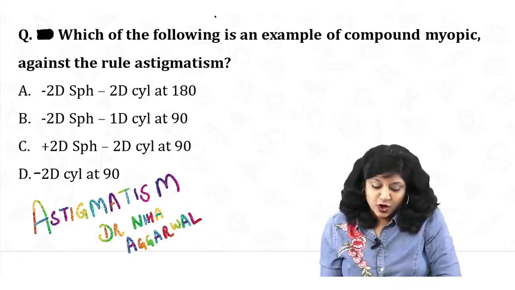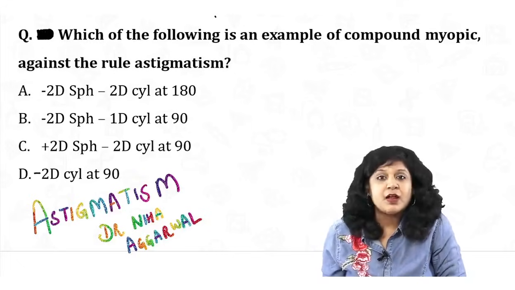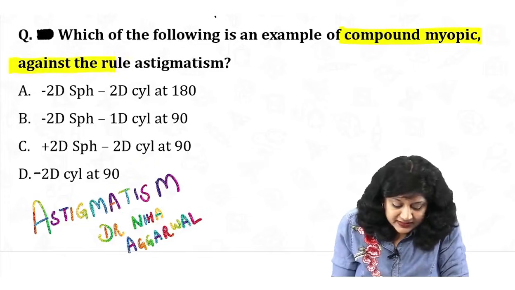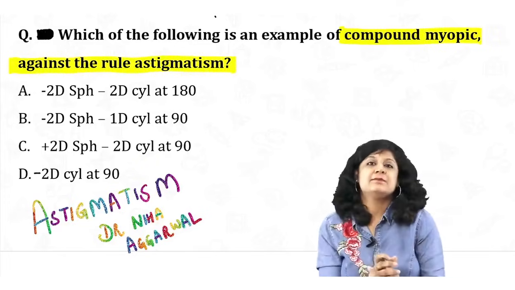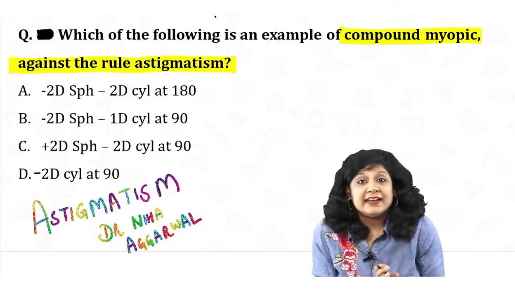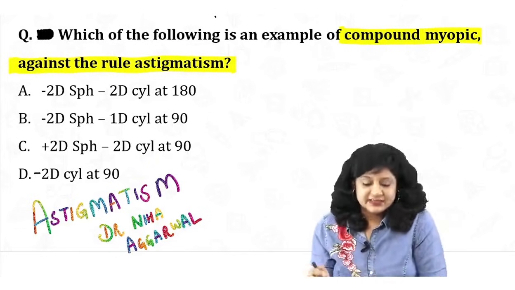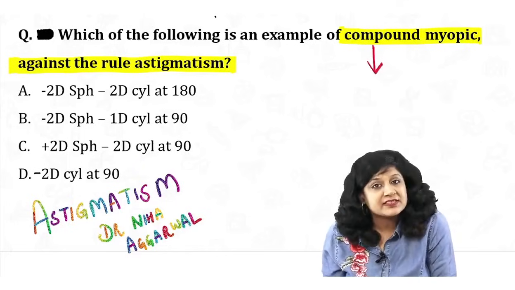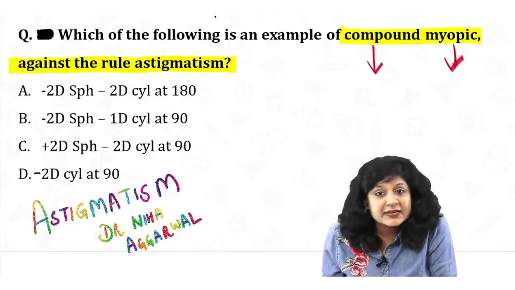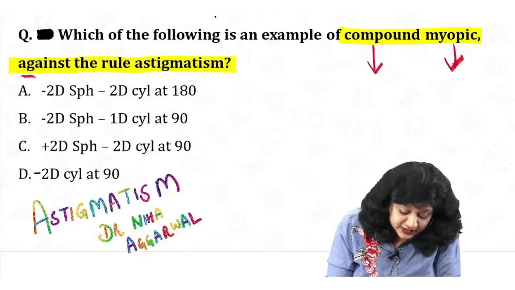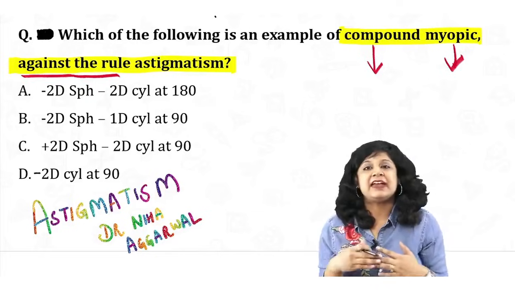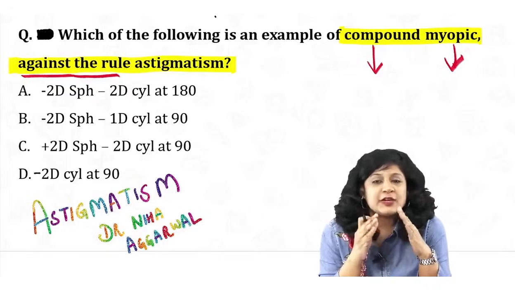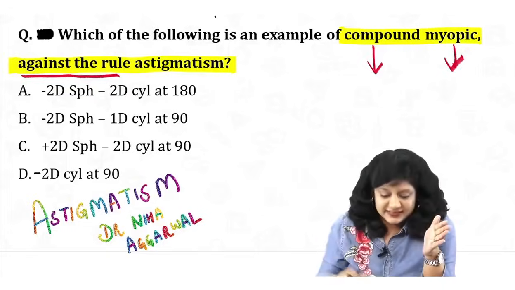numericals. Which of the following is an example of compound myopic against the rule astigmatism? So in one line they have asked so many things. Can you see they have tried to ask whether you know what is compound astigmatism, what is myopic astigmatism, what is against the rule astigmatism, and what is actually astigmatism. So let's try to clear it step by step.